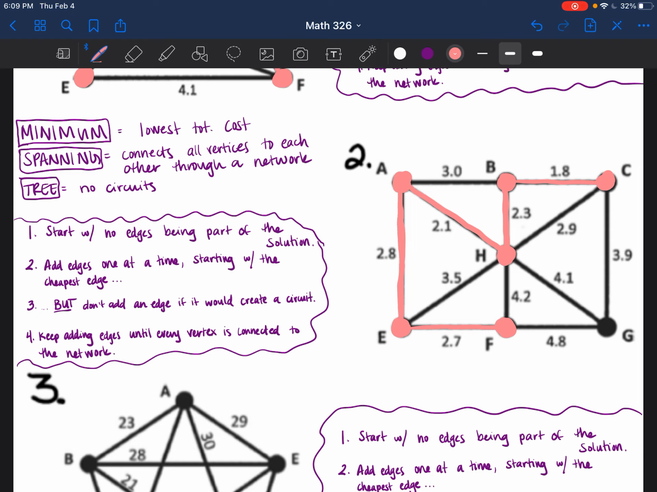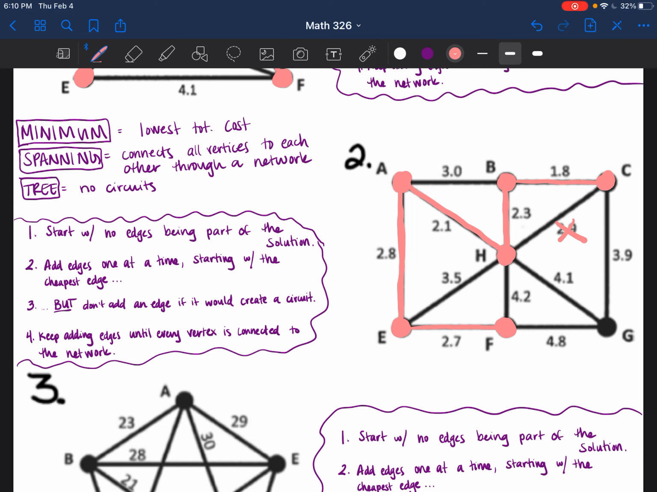So that's very nice. But now, remember, step 3, don't add an edge if it would create a circuit. So our next lowest is 2.9 right here. But if we were to add it, that would create a circuit between H, C, and B. So we cannot add it to our network because we don't want any circuits. But we're going to keep adding edges, like it says in step 4, until every vertex is connected to the network. But there's not going to be any circuits.